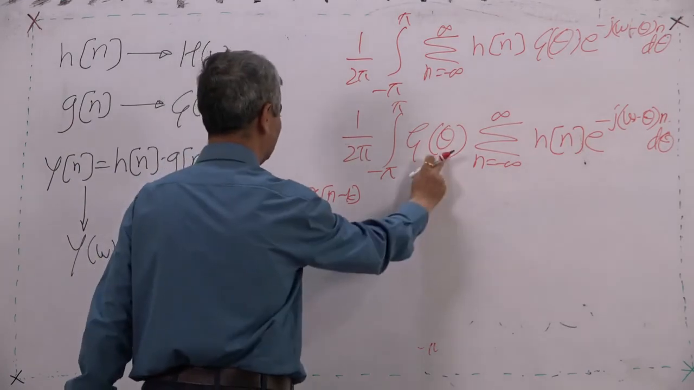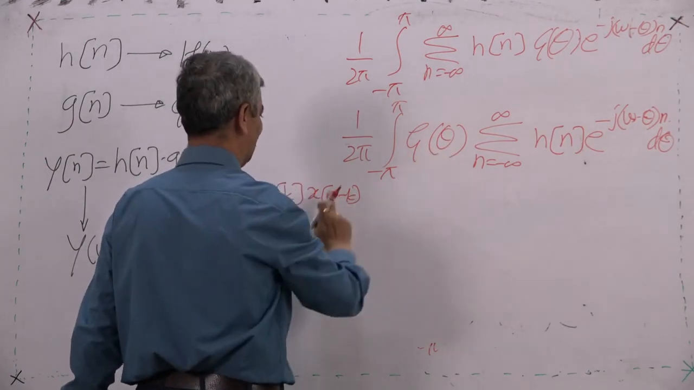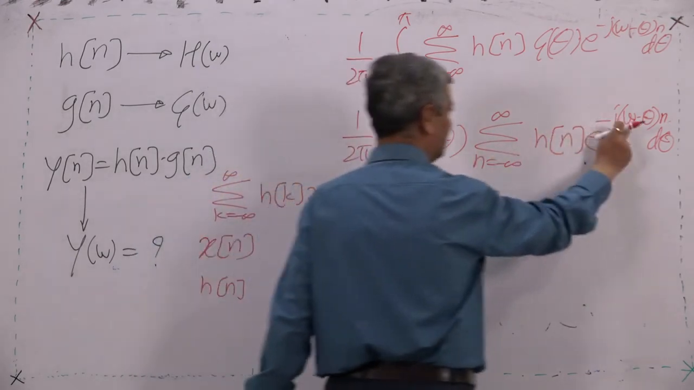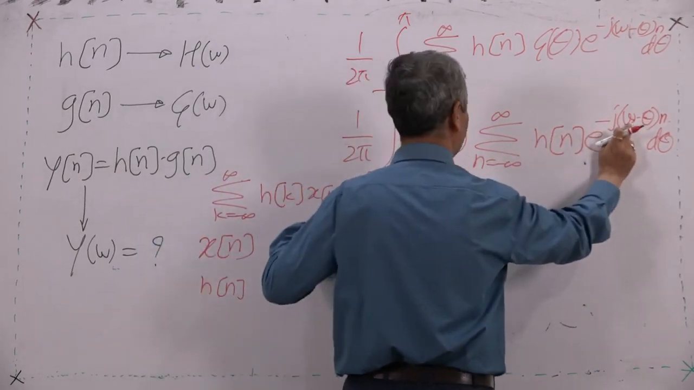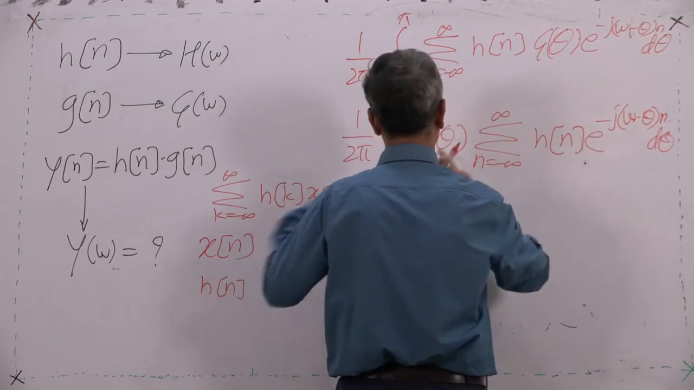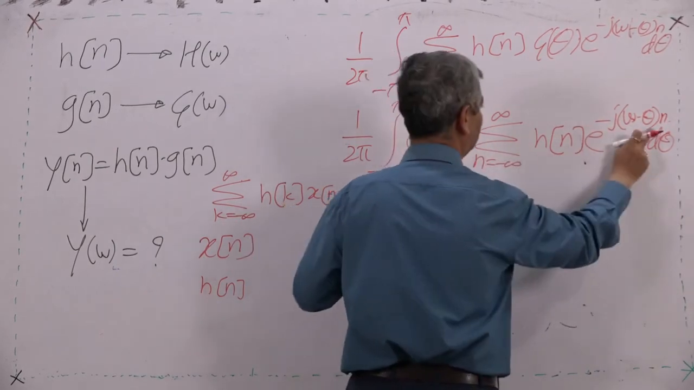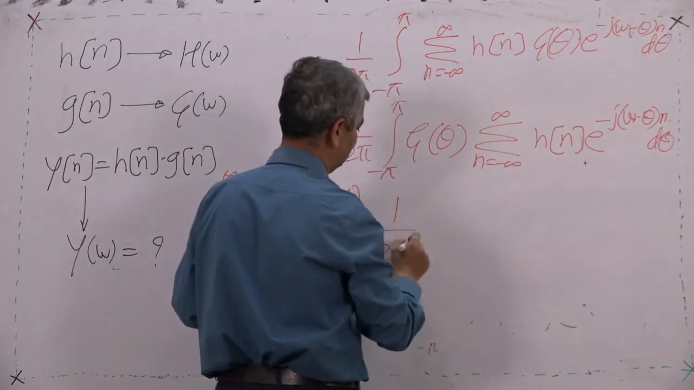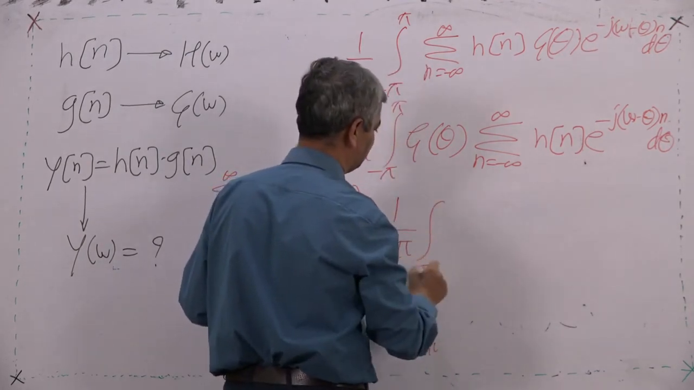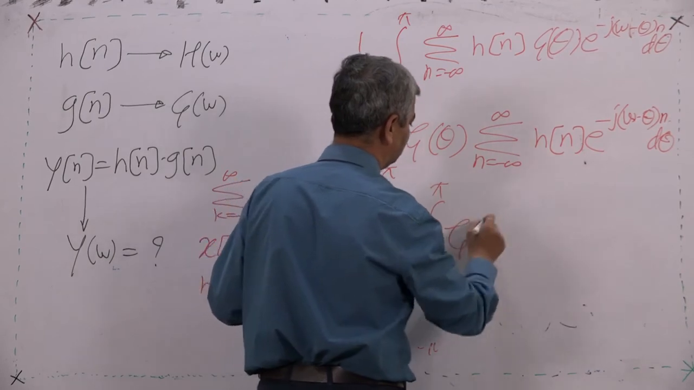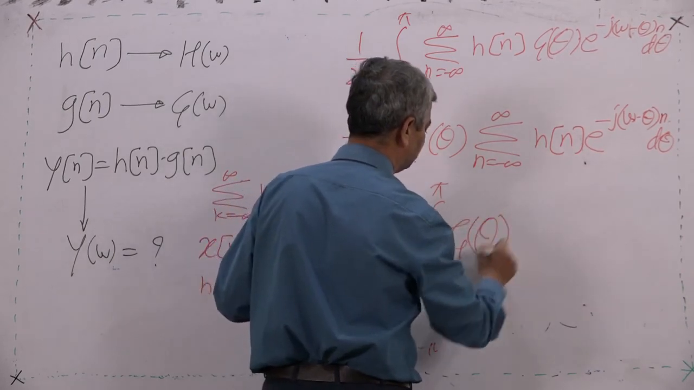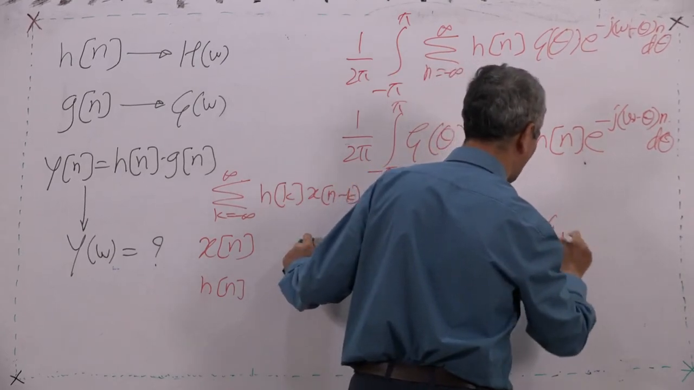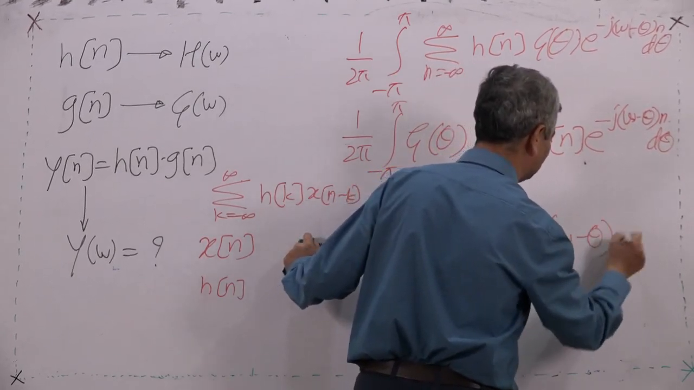Instead of k, theta is there. Instead of n, omega is there. So this is nothing but 1 upon 2 pi minus pi to pi g theta, which I write as h of omega minus theta d theta.